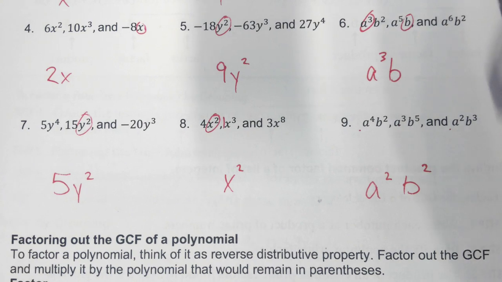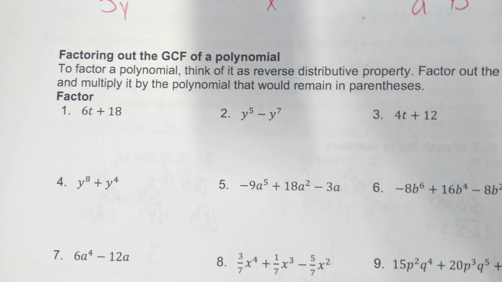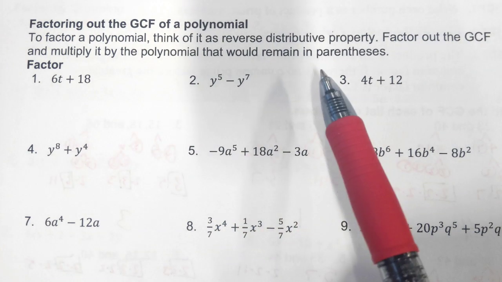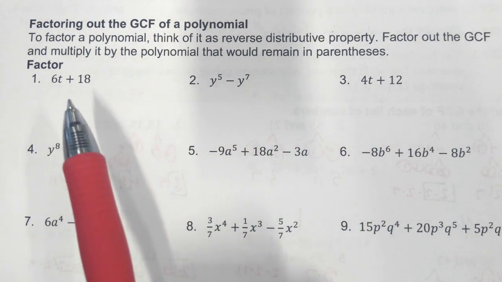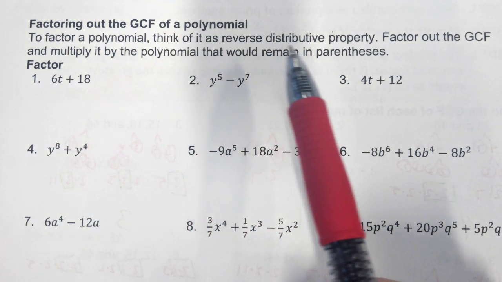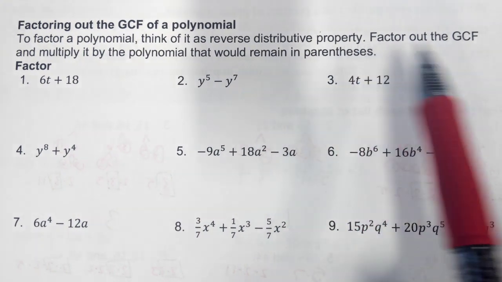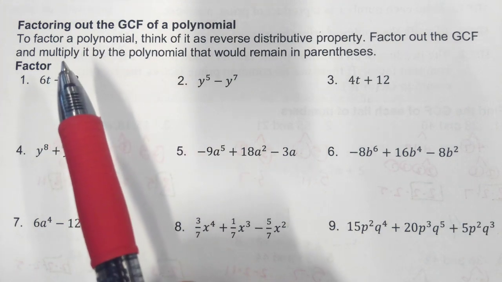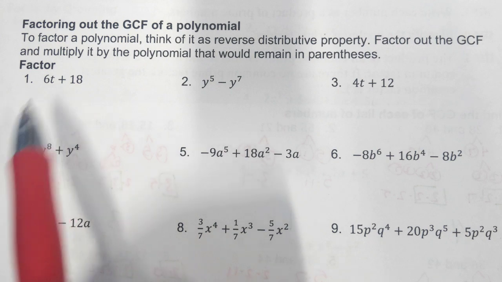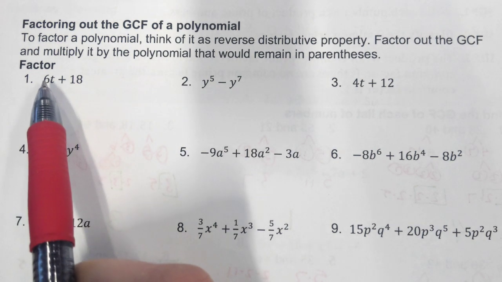So we're going to take these GCFs one step further here, and we're going to actually factor out the GCF. So we're going to make a multiplication problem. So we're doing like the reverse process of the distributive property. So we're going to factor out the GCF, and then we're going to write what would be left in parentheses. So we do this like we did above.